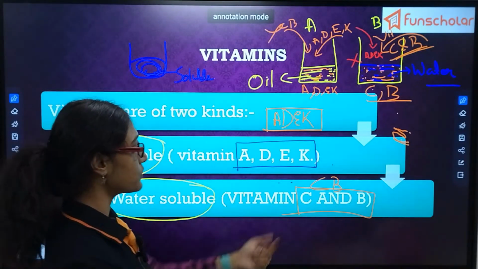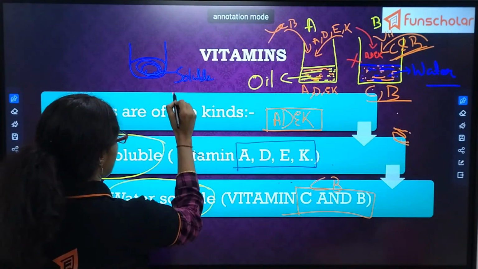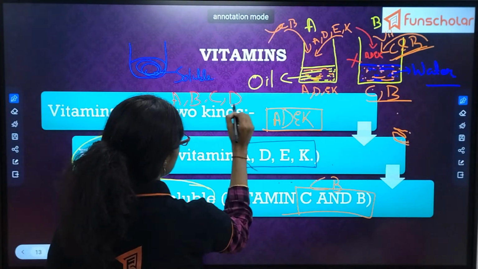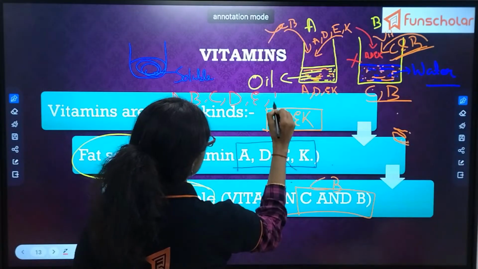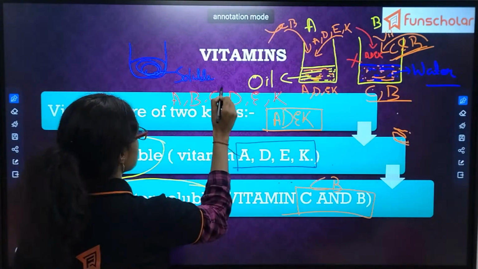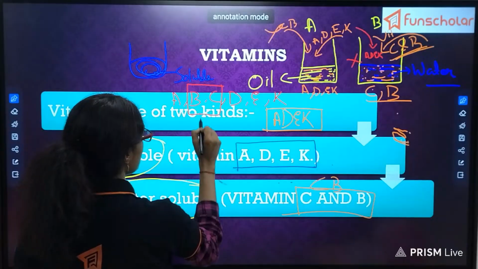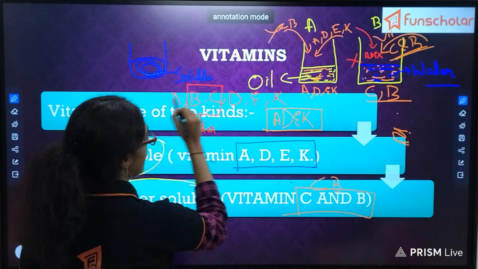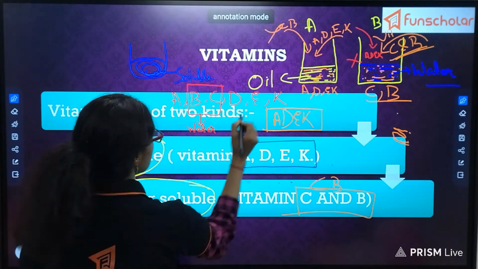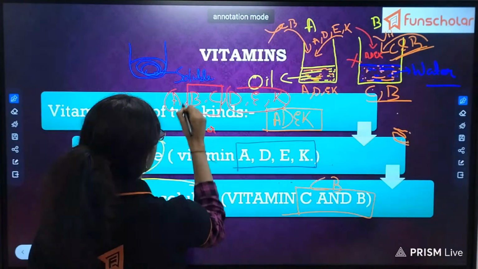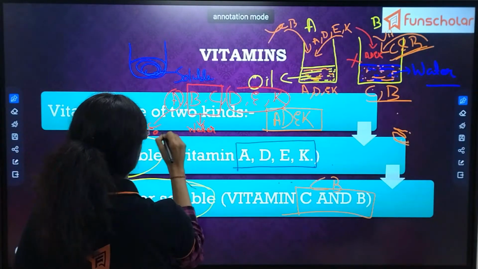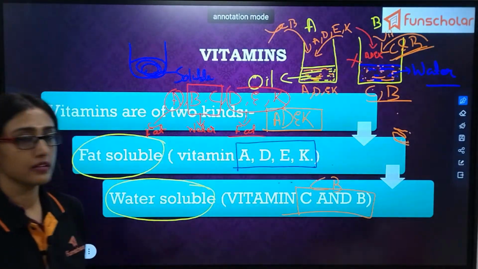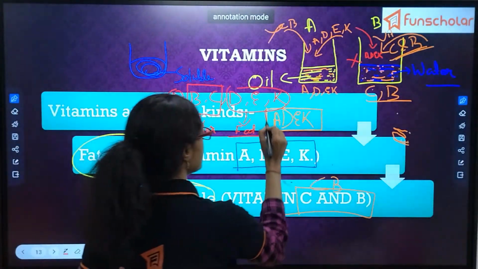So, how many types of total vitamins can we see? A, B, C, D, E and K, of which B and C are water soluble and the rest, ADEK, is what? Fat soluble. Easy? That is the trick I have told you.